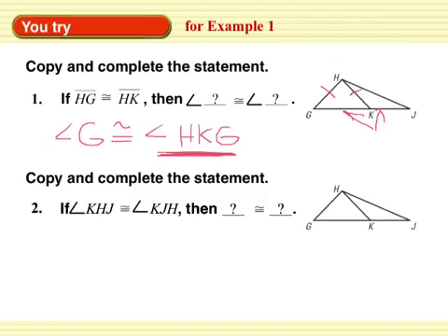Okay, push pause and do number 2. Okay, if angle KHJ is congruent to angle KJH, then side HK is congruent to side KJ.